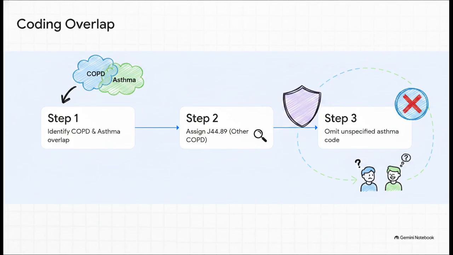But look at Step 3. This right here is the trap coders fall into all the time. You absolutely must omit a separate unspecified asthma code. Why? Well, because the inclusion and exclusion notes dictate that J44.89 already encompasses this overlap. It explicitly forbids assigning that extra unspecified asthma code. The combination code does all the heavy lifting for both conditions.